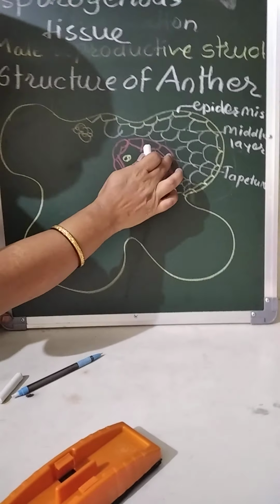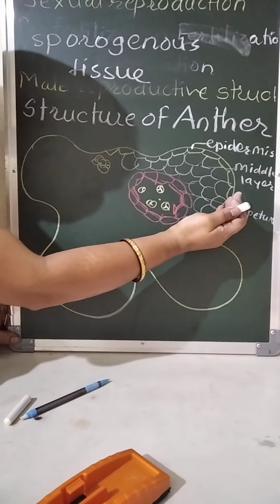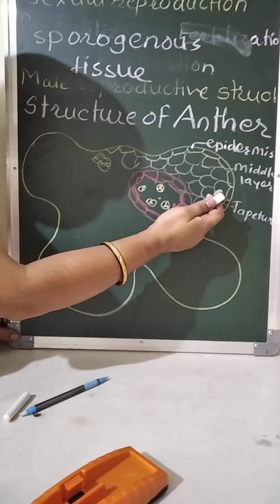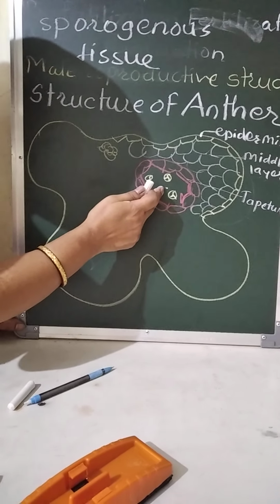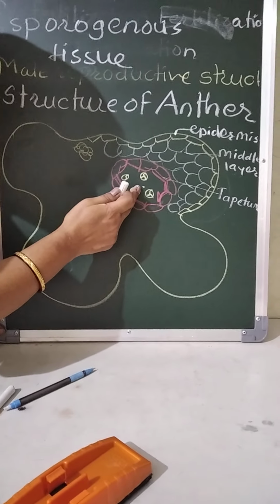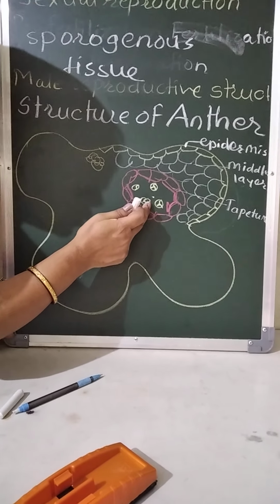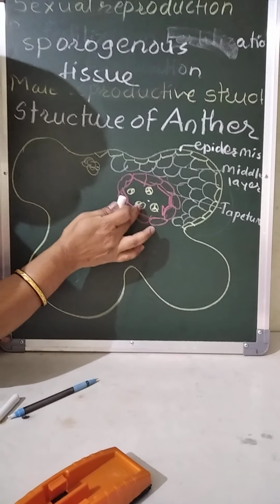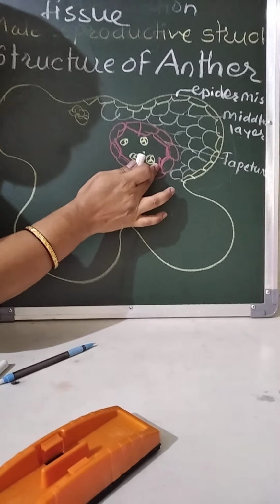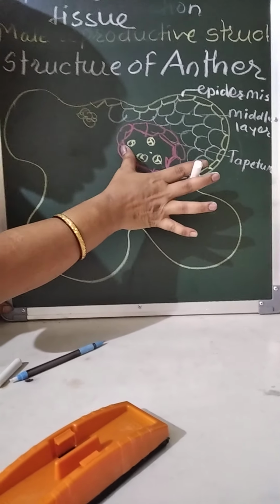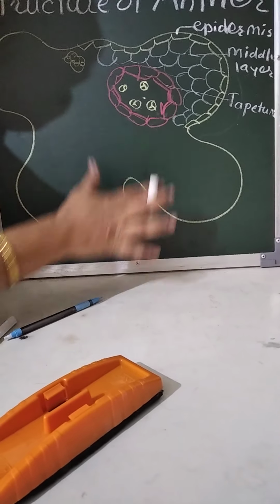This tapetum layer, we can see this pink color layer, the tapetum layer. Actually there are 3 layers: epidermis, middle layer and tapetum layer. Inside this tapetum layer there is sporogenous tissue. It undergoes development and division, which forms pollen grain structures, and 2-celled pollen grains are discharged from the anther after dehiscence. Dehiscence means breaking of the anther lobe, and it gives out pollen grains from this anther lobe.